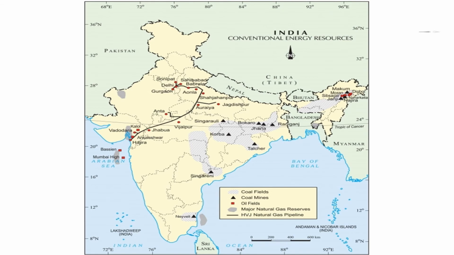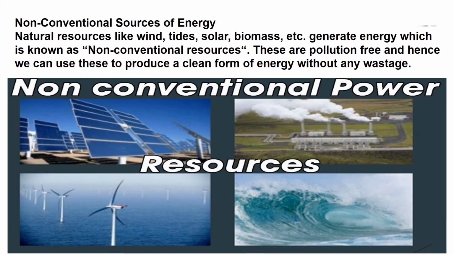Children, the given image is the map of India which shows the state-wise conventional energy resources. Next topic comes non-conventional sources of energy. Natural sources like wind, tides, solar, biomass, etc. generate energy which is known as non-conventional resources. These are pollution free and hence we can use them to produce a clean form of energy without any wastage.